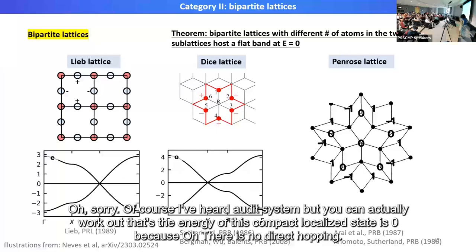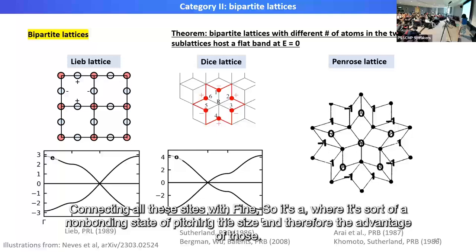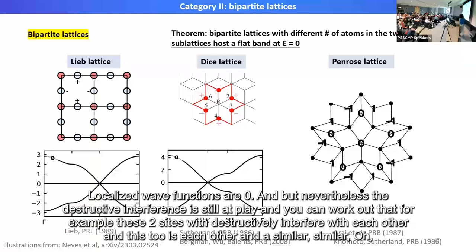due to difficulties in defining the Brillouin zone in a quasi-periodic system, but you can work out that the energy of this compact localized state is zero because there's no direct hopping connecting these sites with finite amplitude. So it's the same as in the leaf and dice lattice case, where it's a sort of non-bonding state between the sites, and therefore the energy of those localized wave functions is zero. Nevertheless, the destructive interference is still at play. For example, these two sites would destructively interfere with each other, and these two with each other, and give a similar localized state.